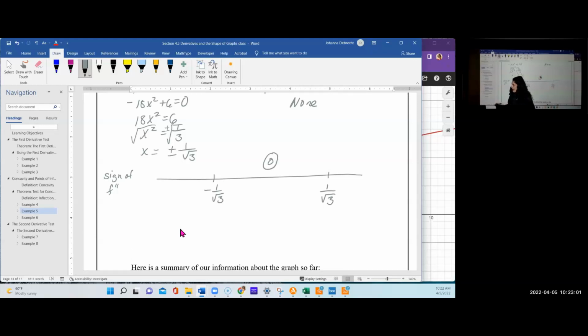Now, I don't know exactly what 1 over the square root of 3 is, but maybe that would be helpful. 1 divided by the square root of 3, it's about 0.58. So a good test value here would be negative 1, which is below it, and a good test value here would be 1, which is above it. So the next thing I'm going to do is evaluate at those test points.